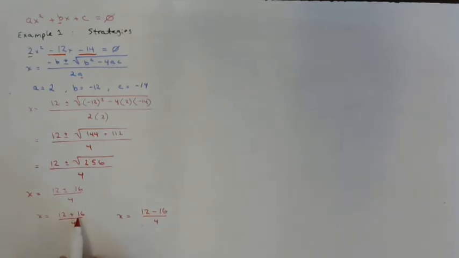12 plus 16 is 28. 28 divided by 4 is 7. So here's one solution, x equals 7. That should be familiar by now. The next solution, 12 minus 16, gives us negative 4. Negative 4 over 4 is negative 1. What do these numbers give you? The x-intercepts of the little points.